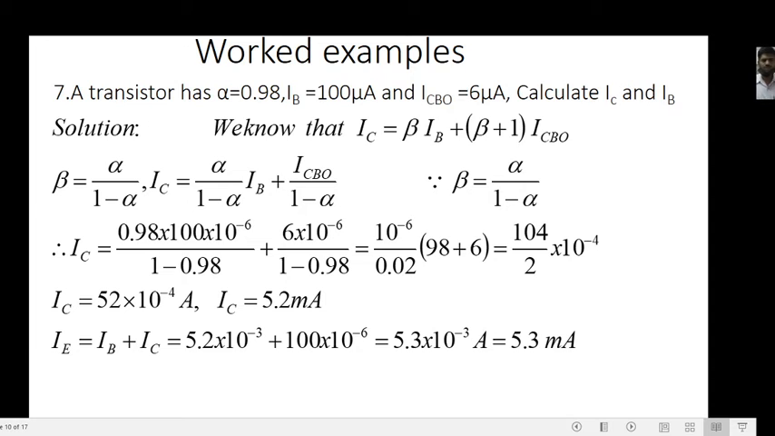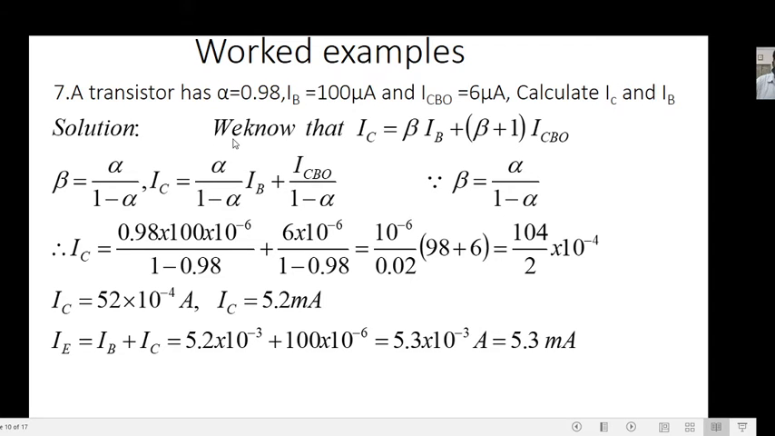Worked example 4. A transistor has alpha is equal to 0.98, Ib is equal to 100 microampere, and Icbo, this is known as reverse saturation current, is equal to 6 microampere. Calculate Ic and Ie. Solution.